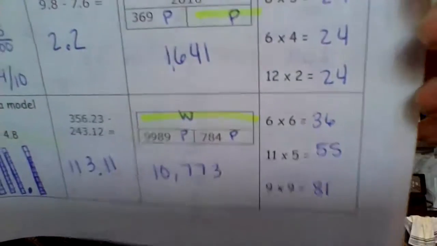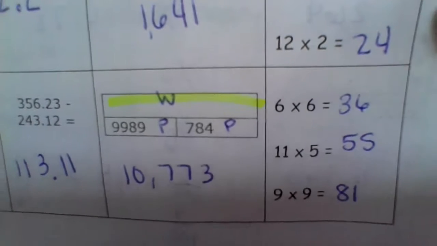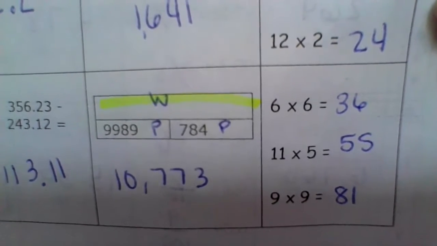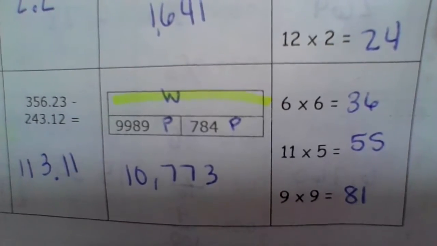And last but certainly not least, we have our multiplication facts to end this week's Gimme 5. 6 times 6 equals 36. 11 times 5 equals 55. 9 times 9 equals 81.